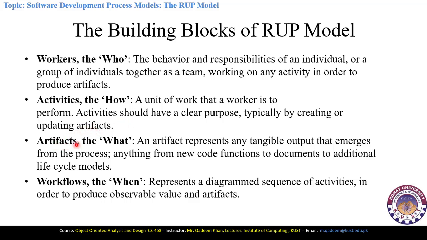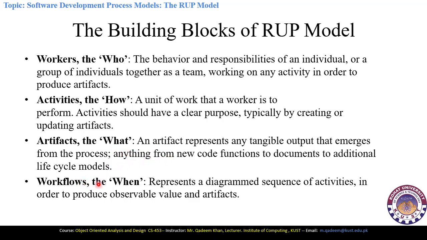And the next one is the artifacts, which is the "what" component here. The "what" building block provides us the sort of artifacts that we are going to develop. Basically, the "what" defines the tangible output which emerges from the process here, and the process is the Rational Unified Process model, where new code is added and additional lifecycle models will also be created.